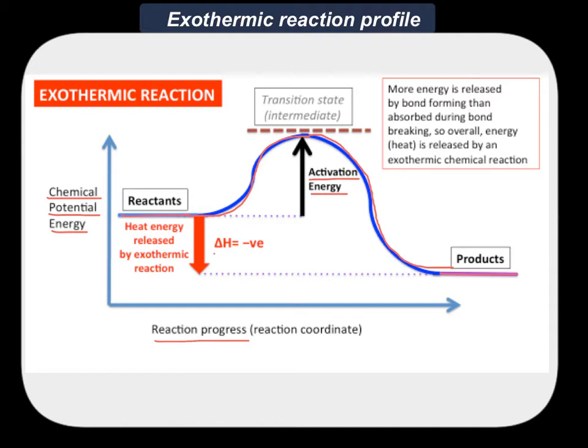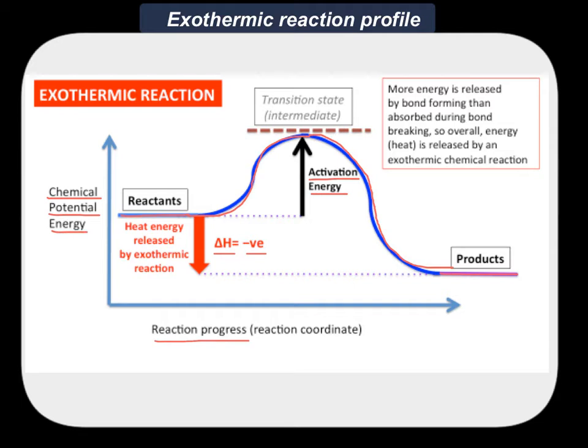Now this symbol delta H is just showing you the energy change. Notice that the products have a lower energy than the reactants. So if we were to take away the reactant energy from the product energy, this would give a negative value, and hence exothermic reactions always have a negative value for their energy change.